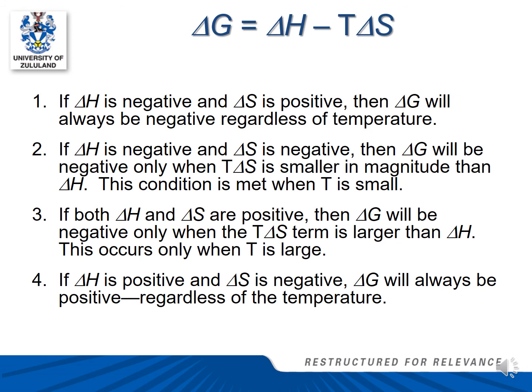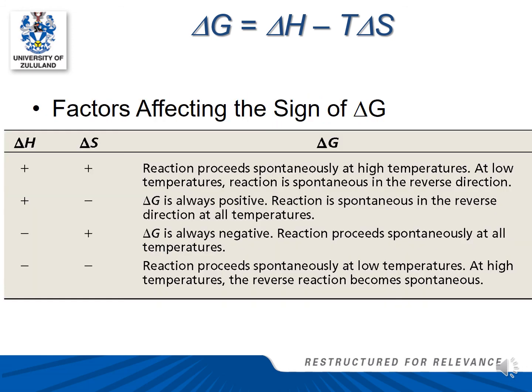So this slide is still talking about the criteria of spontaneity. I don't think there is anything new regarding this particular slide. Still talking about the relationship between delta H, delta S, and delta G, and what's going to happen if delta H is negative, delta S is positive, and all that particular stuff. You can look at the slide.